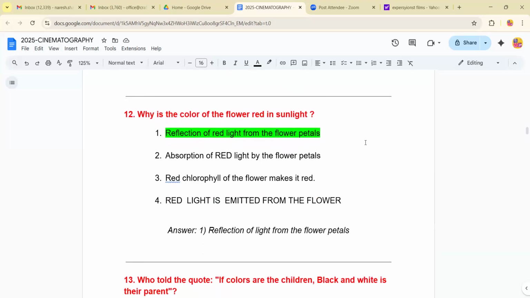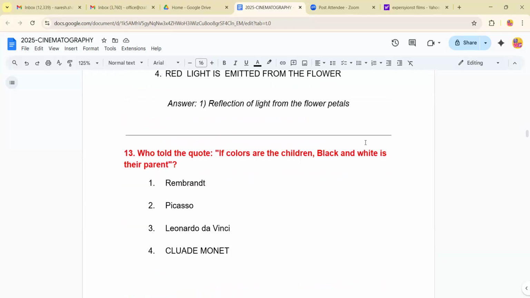Why is the color of the flower red in sunlight? Because it reflects the red light and hence the flower looks red. The rest are not correct options.